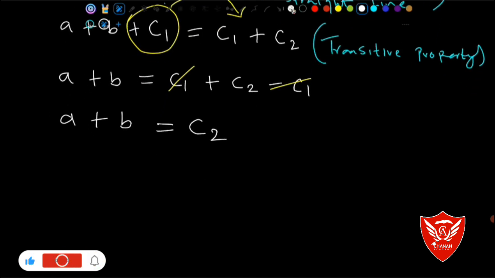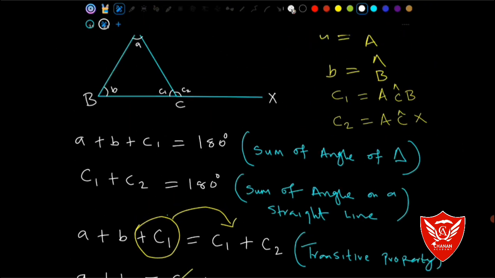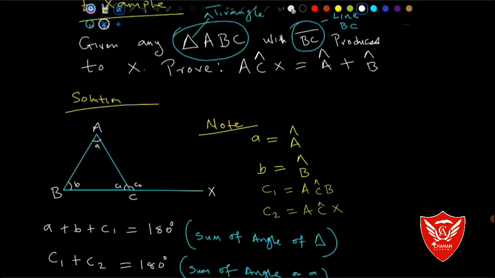Now, do not forget what we said earlier. We said A is angle A, and B is angle B, and C2 is angle ACX. Now, this has proven our question. So let's go back and check the question properly. So the question says we should prove that angle ACX is equal to angle A plus B.